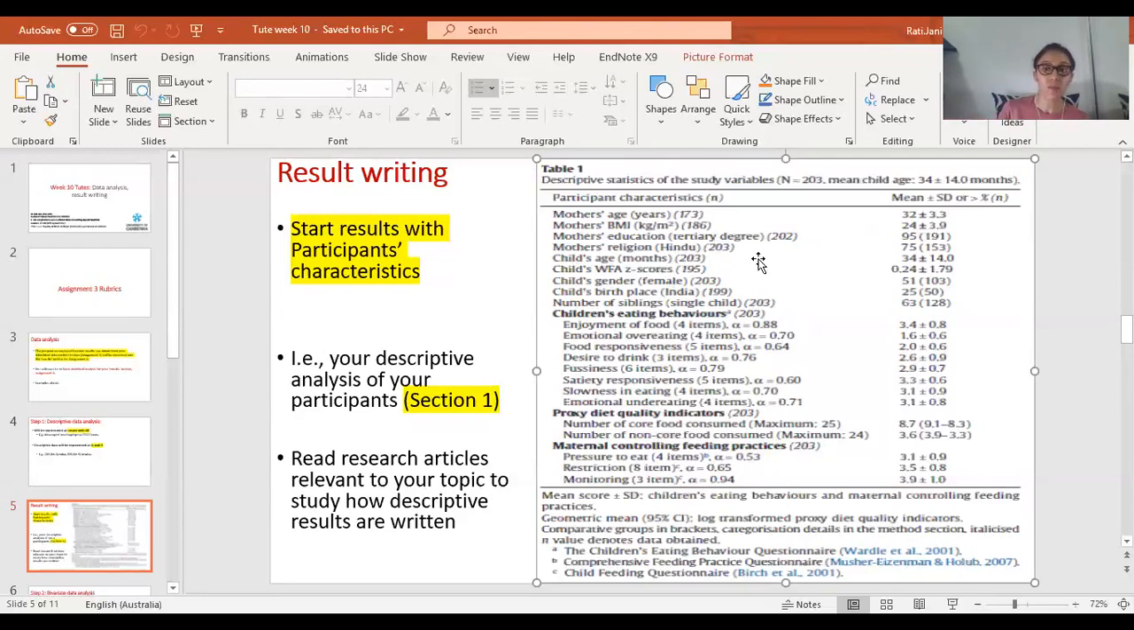Okay, so guys, this is as simple as it gets. Table 1 is super simple. You can do it on Excel. You can do it on SPSS. There are a million YouTube videos out there. You are sorted. Okay.